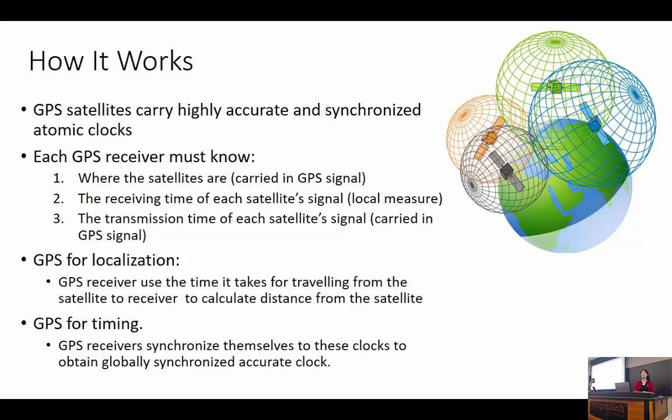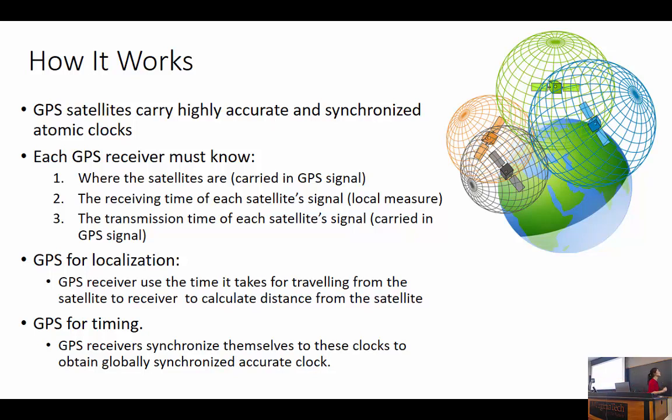And each GPS receiver must know where the satellites are, and the location is carried in the GPS signals transmitted by the satellite. So when the receiver decodes the received signal, it will figure out the exact location of each satellite when it transmitted the signal. And also the receiver needs to know the receiving time of each satellite signal, and this is done through the receiver's local measurement. The receiver has its own local clock, and it records when it receives a particular satellite signal. And it also needs to know the transmission time of each satellite signal, and that information is again carried in the GPS signal.